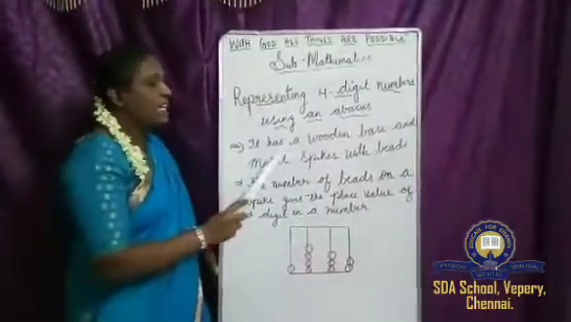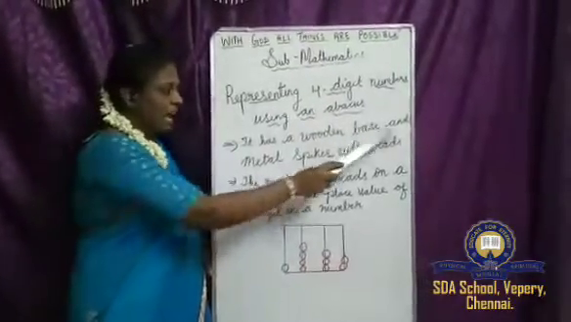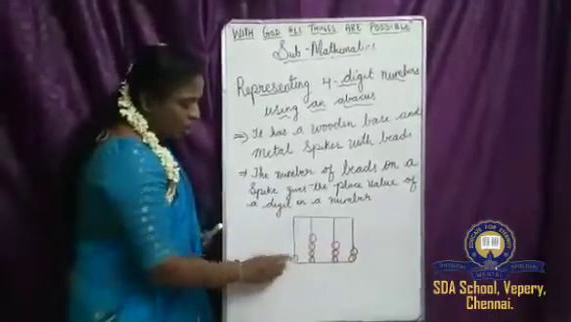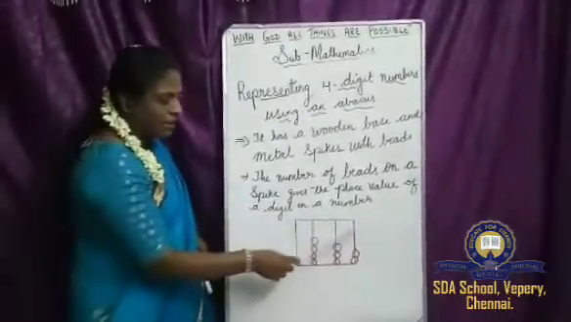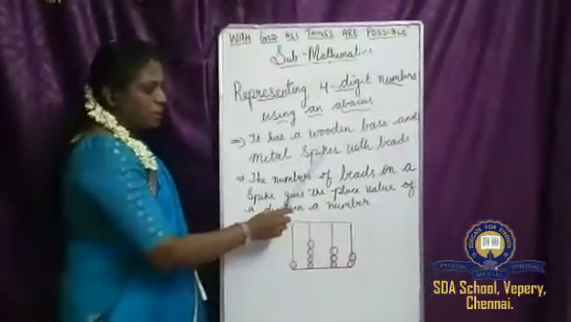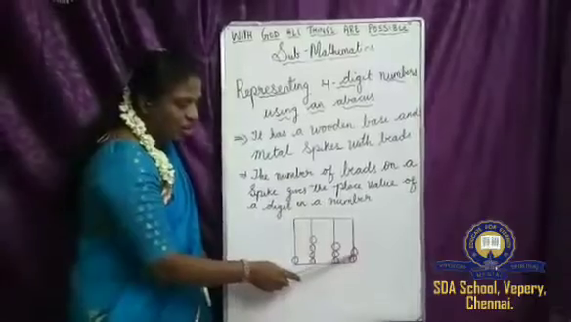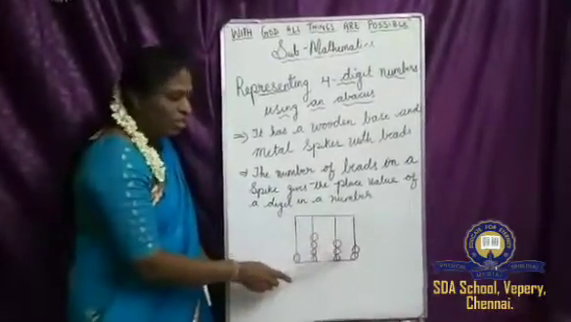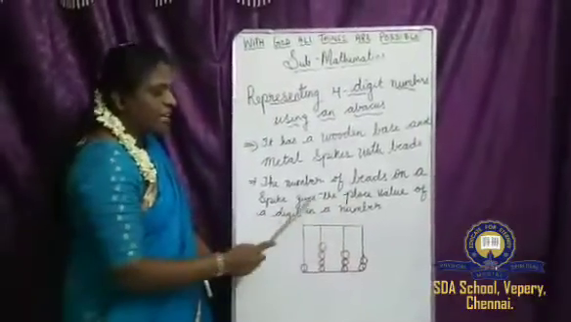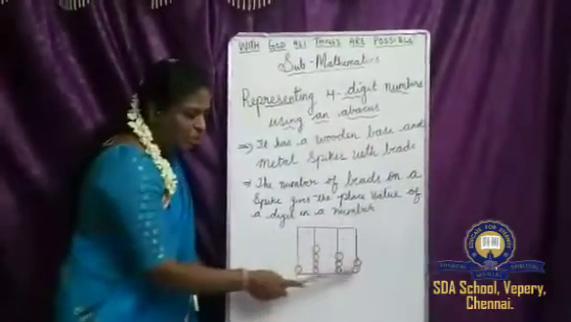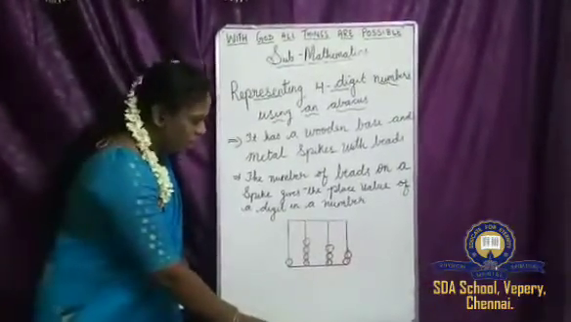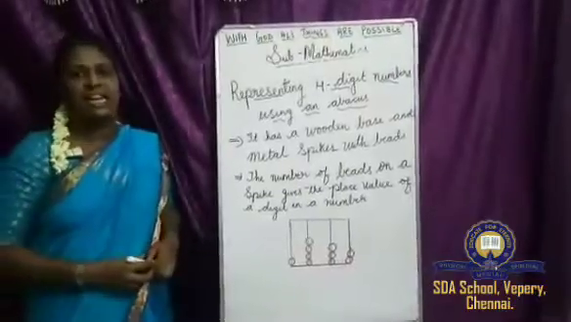It has a wooden base and metal spikes with beads. This is the wooden base, and these circular ones are called beads. The number of beads on the spike gives the place value of a digit in a number.